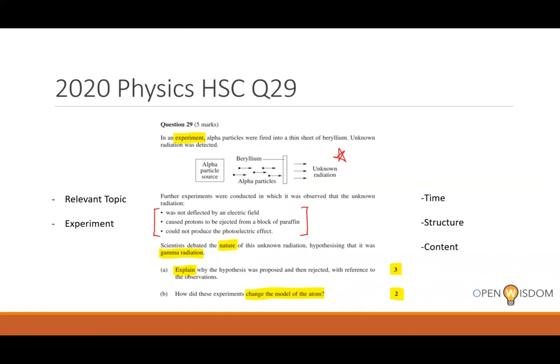As in an exam situation, time management is very important. For a 5-marker like this, I would recommend about 5 to 6 minutes to complete the question. And structure would also be important for you to efficiently achieve the mark you want, especially knowing the content.